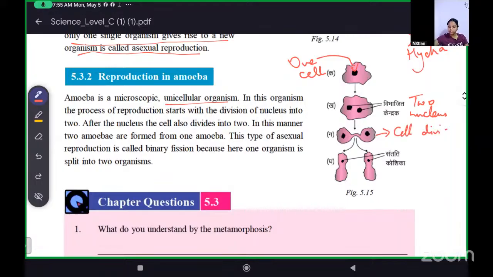First it elongates from the center. One nucleus is in each part, and then it completely splits to form new amoeba.